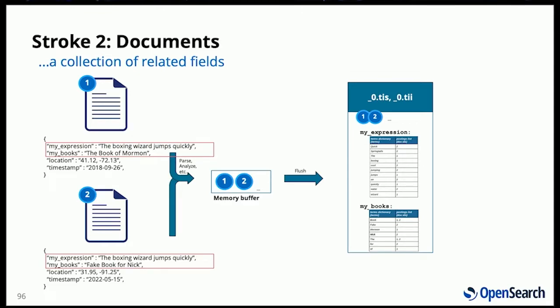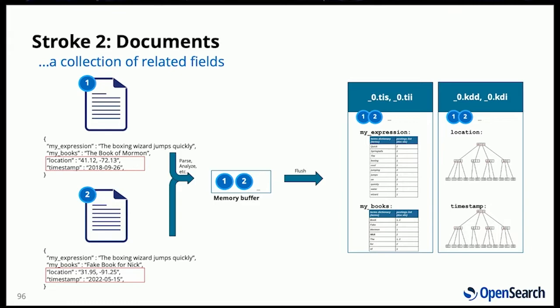I continue this process now for the 2 other fields, the numeric data structures. I now have another set of files, KDD, KDI, and there's a couple other ones there. Those would be the internal nodes and the actual data that tree is representing. And in each one of these files, every single field that's related, so all the text fields go into your terms dictionary and postings list, and every single numeric goes into your single BKD files.